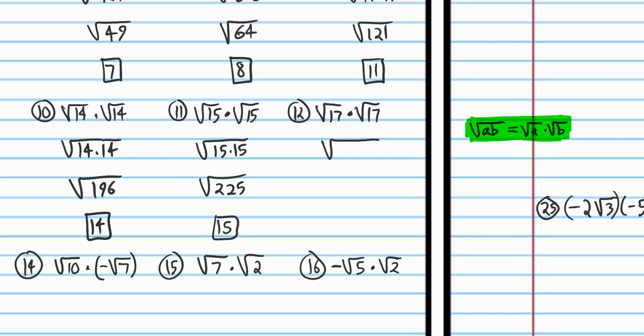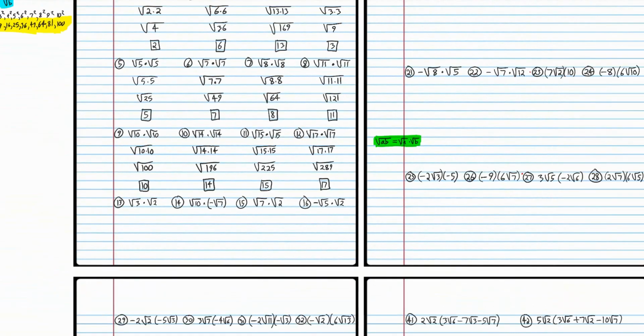So if you got that answer, good job. Let me get my calculator out. 17 times 17 is 289. And the square root of 289 is 17. So if you got those answers, good job.